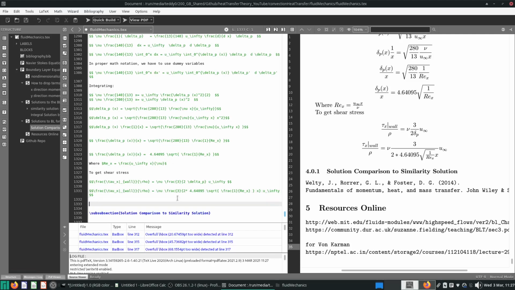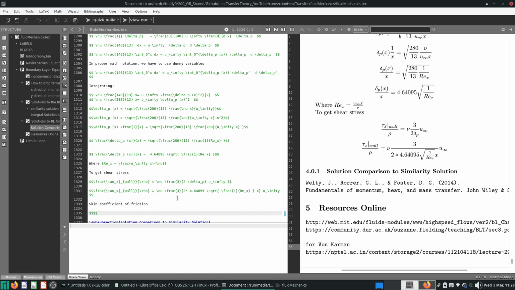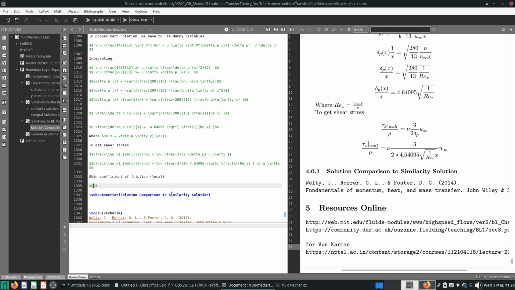Interesting thing, we usually like to calculate the skin coefficient of friction, C_f. So this is the local coefficient of friction. How does this go? C_fx. So this is from the textbook. It's a definition: tau_x wall over half rho u infinity squared.